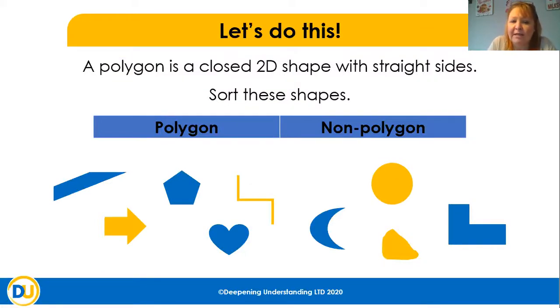So let's do this then. A polygon, we've learnt, is a closed 2D shape with straight sides. Which one of these would be polygons and which ones wouldn't? Can you sort them? Pause it.